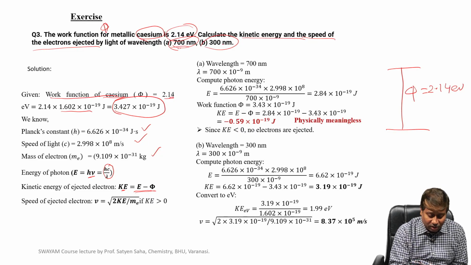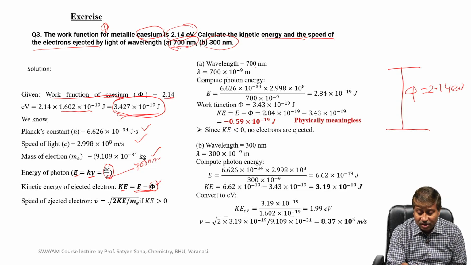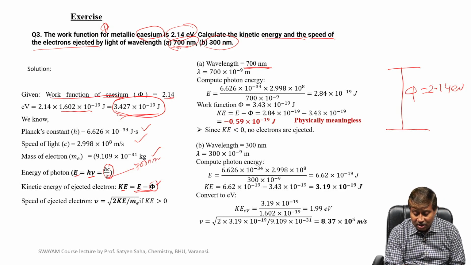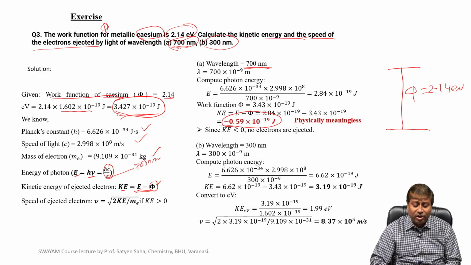So now what you have to do is put 700 nanometer in this lambda, and the work function is the same. Once you put 700 nanometer in this equation, whatever E minus phi comes. How much comes for 700 nanometer? Doing the same thing, the kinetic energy comes out as minus 0.59. So a negative kinetic energy has no meaning. What does it mean? The physical meaning is that no electron will be ejected.